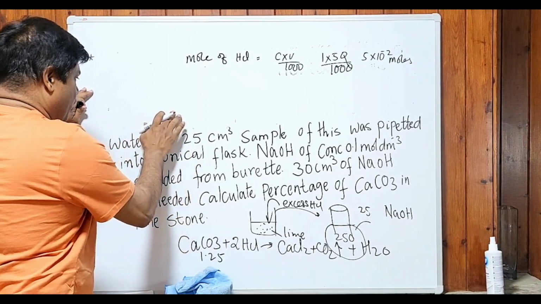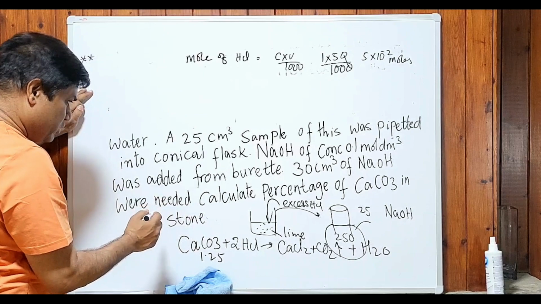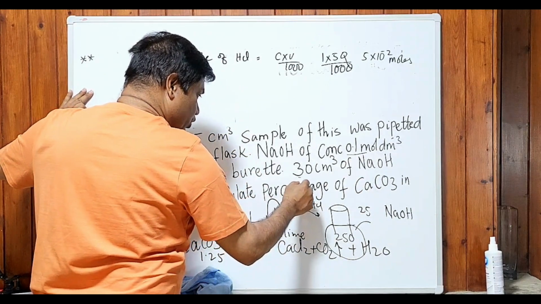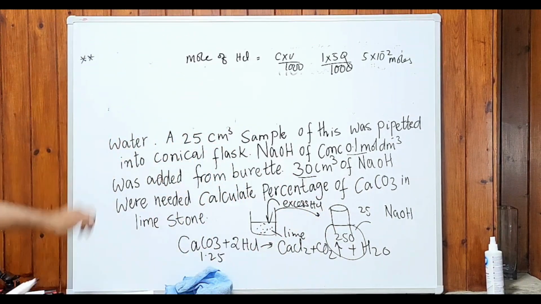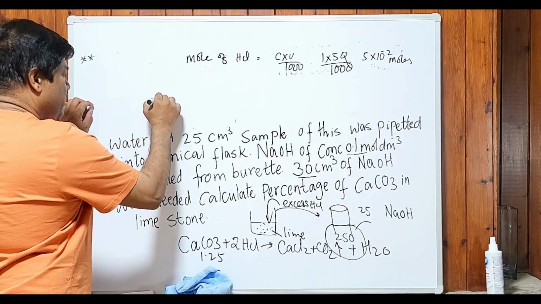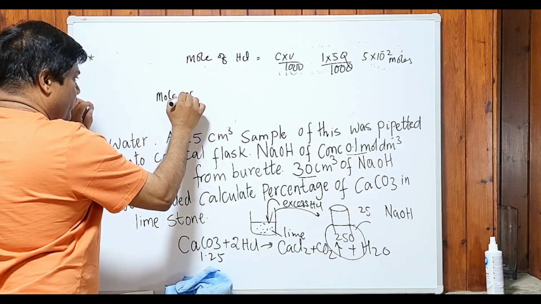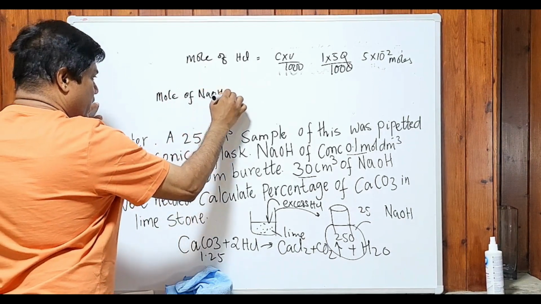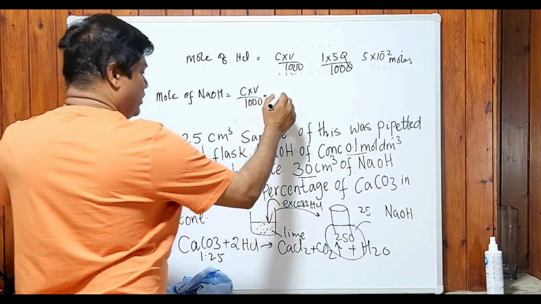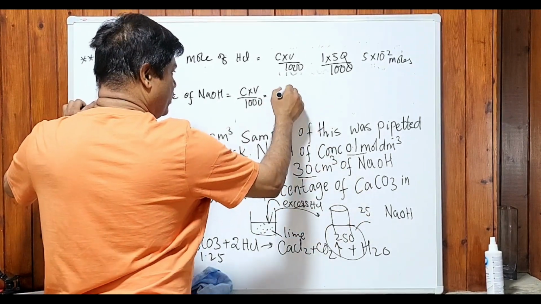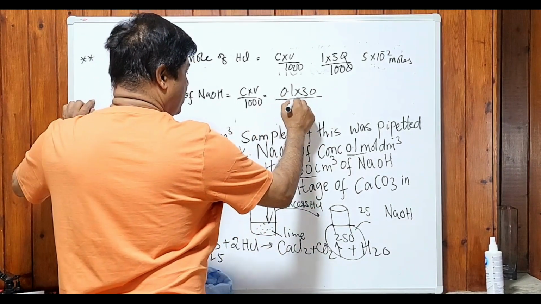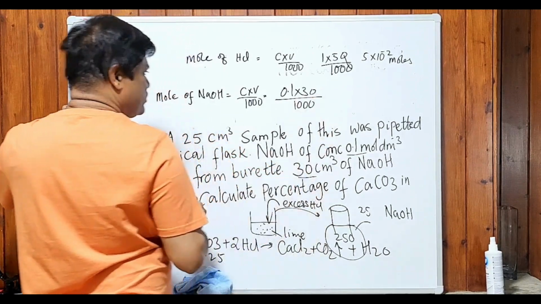As a mixture, with the help of the concentration of NaOH and the volume of NaOH, we can also find the number of moles of sodium hydroxide. Moles of NaOH equals C times V over 1000, which is 0.1 times 30 divided by 1000. So look at that.